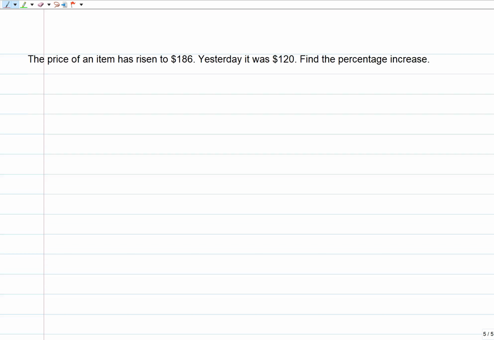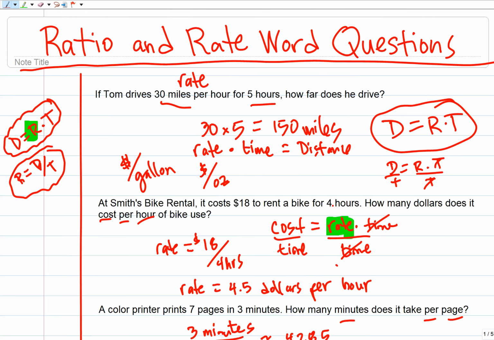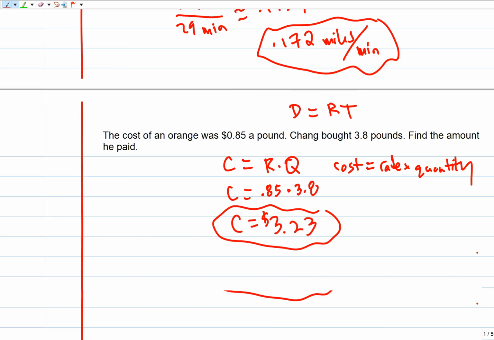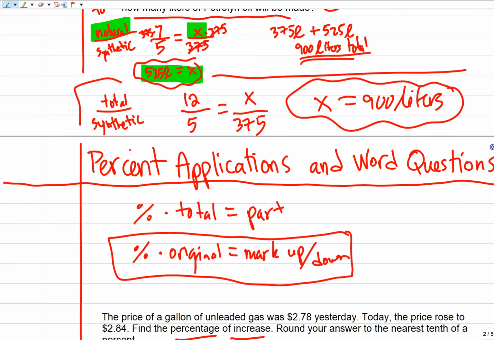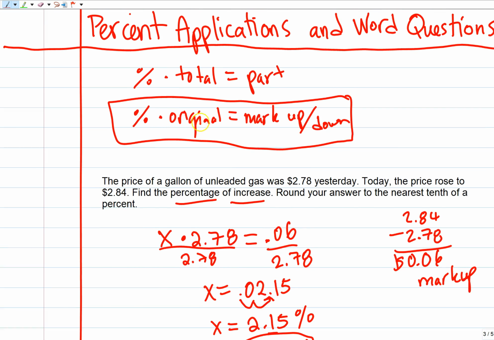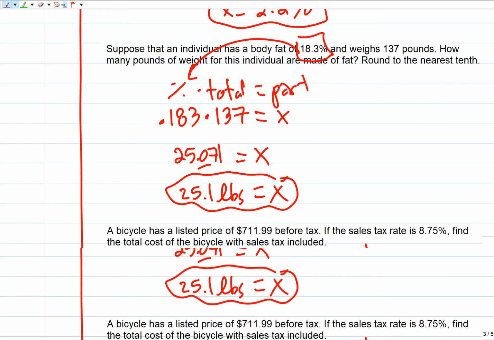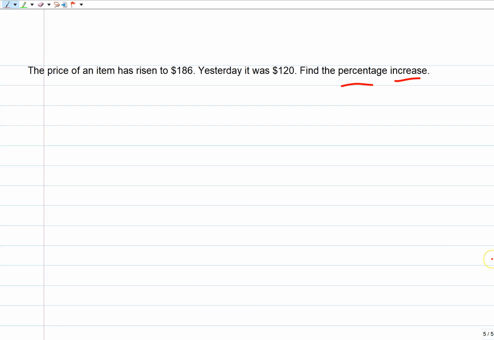The price of an item has risen to $186. Yesterday it was $120. Find the percentage of increase. If I go back to the beginning, we talked about two types of percentages. Beginning of the percentages right here. This is a percent times original equals the markup or markdown. Okay? We don't know the percentage. That's our X. Times. What was the original price? Well, it's risen to 186. Yesterday it was 120. It was 120 originally.